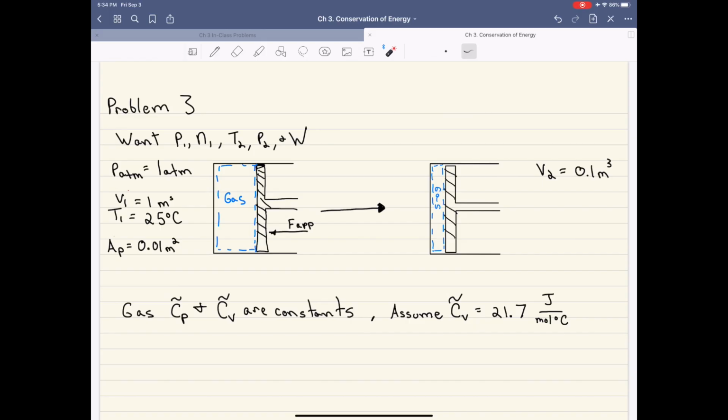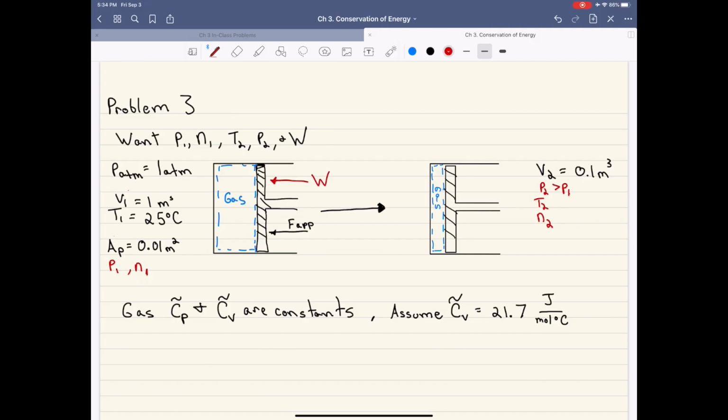As far as things we don't know about the system, we don't know the initial pressure, and we don't know the initial amount of moles in the system. We don't know the final pressure, which presumably is going to be greater than the initial pressure since we're compressing the system. We don't know the final temperature. We technically don't know the final amount of moles in the system. And we also want to figure out, I wrote it here as force apparent, but basically what is the work it takes in order to compress the system.